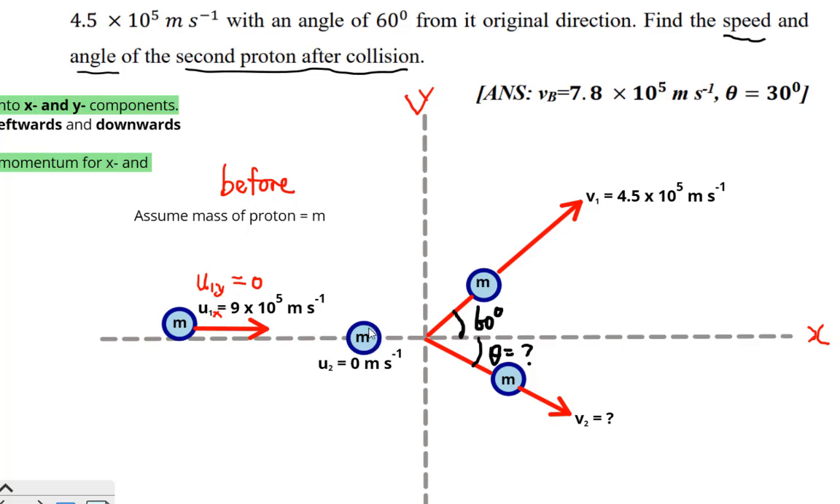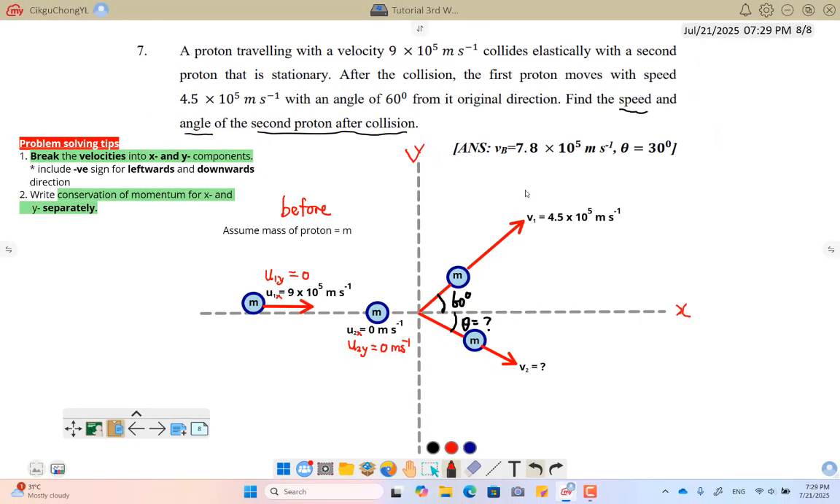For the second proton, it is initially stationary, so the ux will be 0. Same goes for the initial velocity of the second proton along the y-axis, also 0. Why? Because it is stationary, it does not move. Okay. Then we consider after collisions.